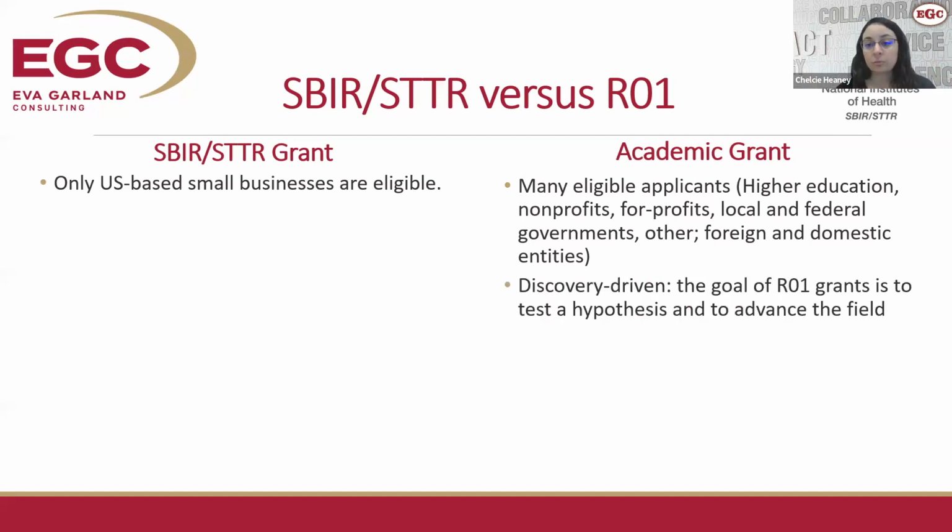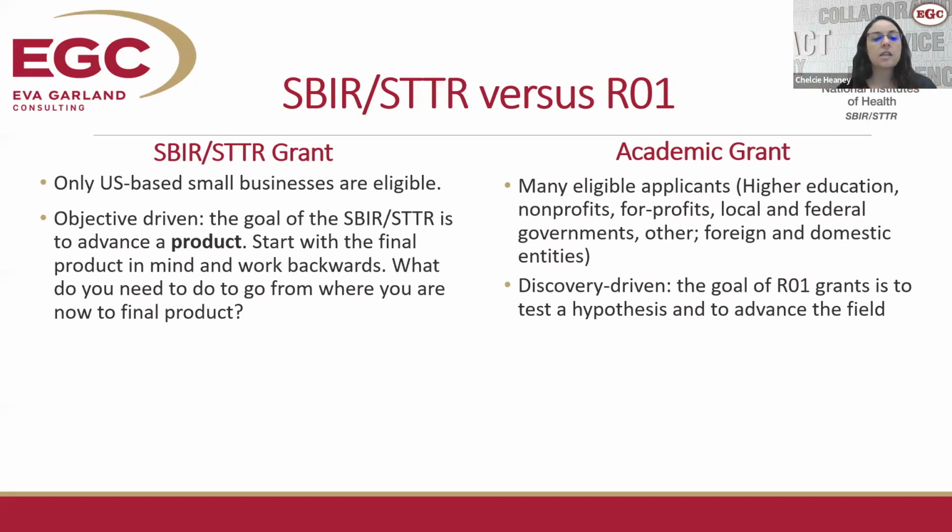For R01s, these tend to be discovery driven, so advancing the field of science, whereas SBIR or these small business grants are objective driven. So you're advancing your product, you're advancing your innovation. Typically, we encourage you to think about what you want your product, your innovation to look like when it hits the market, when it's being purchased by people, and then work backwards from that envisioned product to where you are right now. So what are those steps that you need to take to get from where you are currently to where you want to go for your final product?